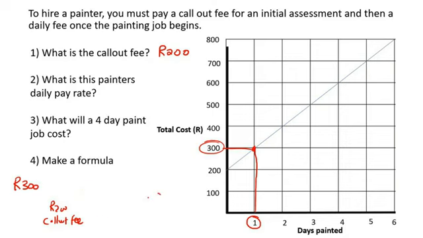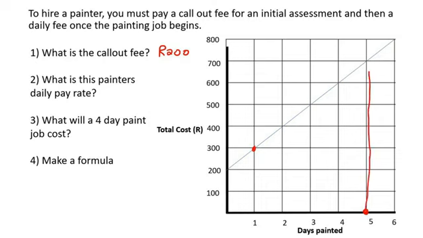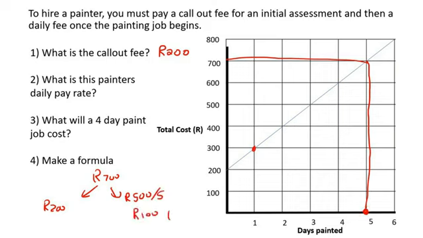Now, let's say you chose a different part of the graph. Maybe you chose 5 days worth of painting. Okay, so 5 days worth of painting. This person gets 700 Rand. So let's see that. 700 Rand. But that 700 Rand is broken up into 200 Rand for the call-out fee, and then there's 500 Rand left. But that 500 Rand was for 5 days. So if you divide that by 5, you'll see that they're still earning 100 Rand per day. So that's the painter's daily rate. It's 100 Rand per day.